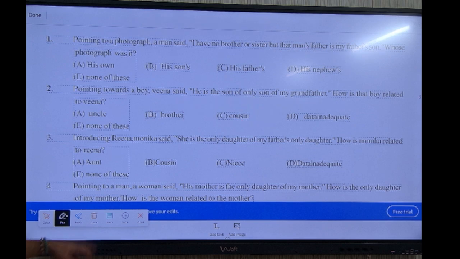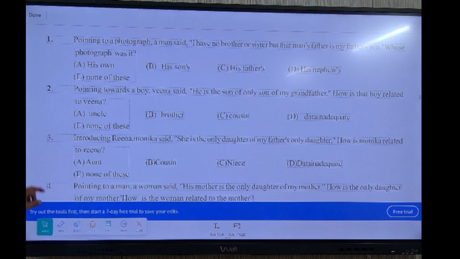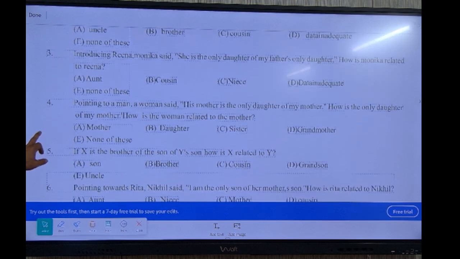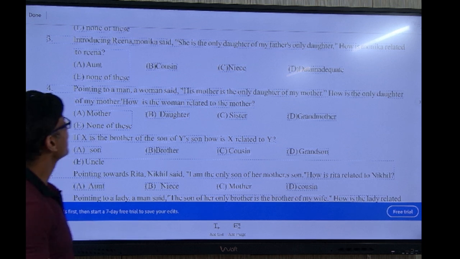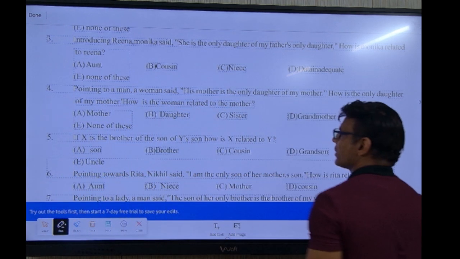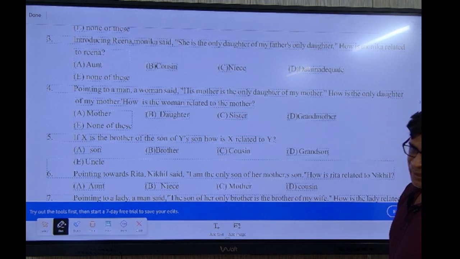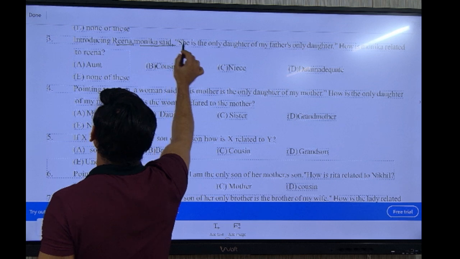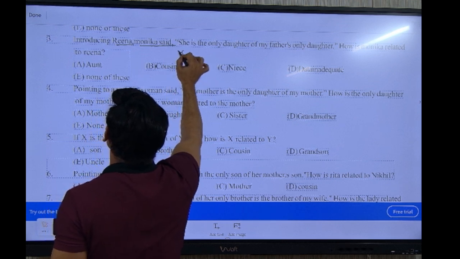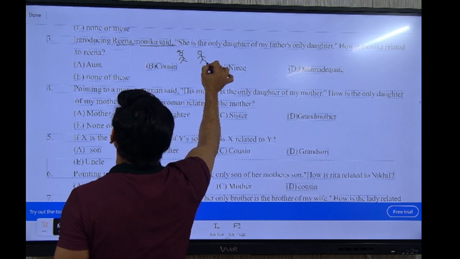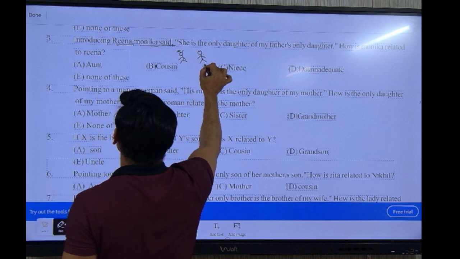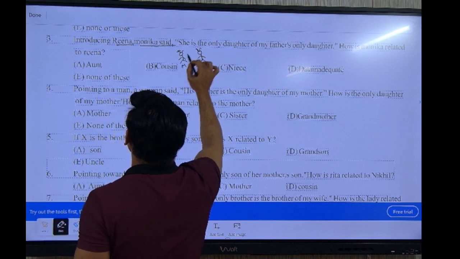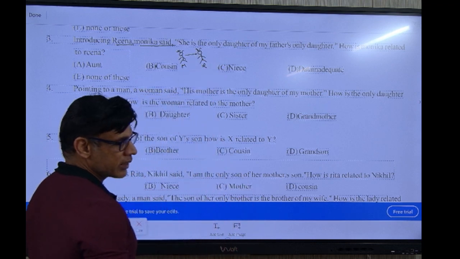Yes. Look at the third one. Let's take the third one also. If you start from the front it will be total confusion initially. So what is given? Introducing Reena, Monica is saying. So now, if I'm Monica, I'm introducing Reena. So this is Reena, I'll write down Reena and Monica. So Monica is introducing Reena, and what is she saying about Reena?